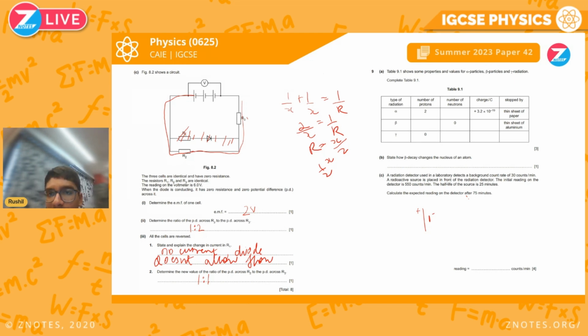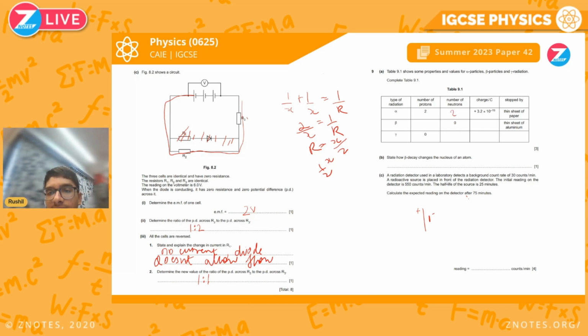Now, question 9a, the table shows some properties and values for alpha particles, beta particles, and gamma radiation. Complete the table. So we know that alpha particles are basically two protons and two neutrons. They're the same as a helium nucleus, which has a mass number of 4, atomic number of 2. So that's 2 plus 2, 2 protons, 2 neutrons. So we have two neutrons here.